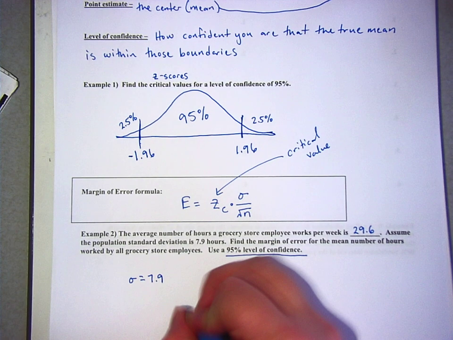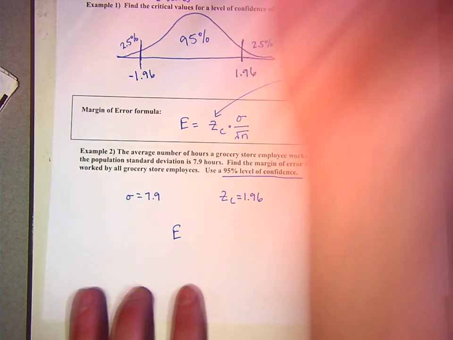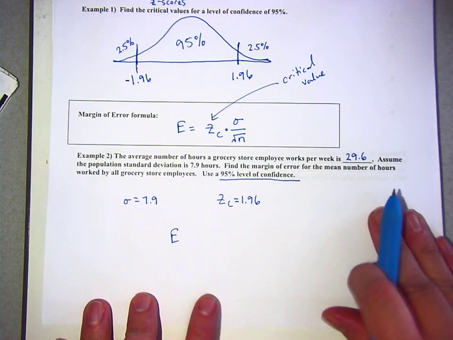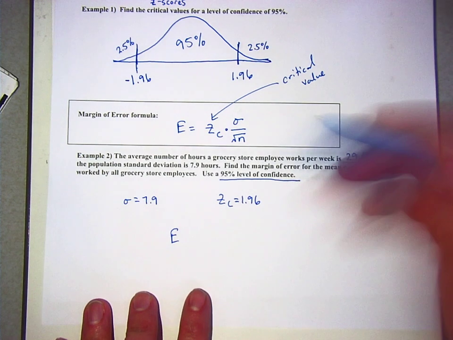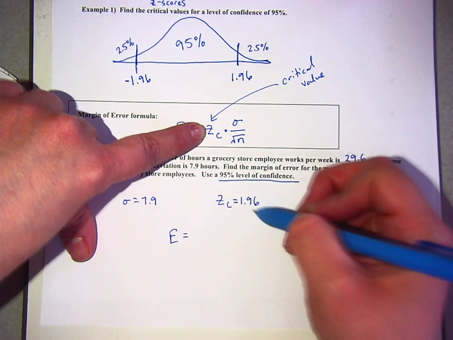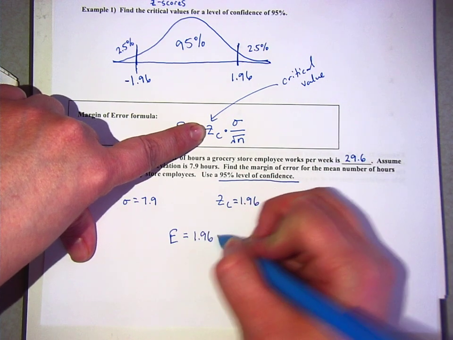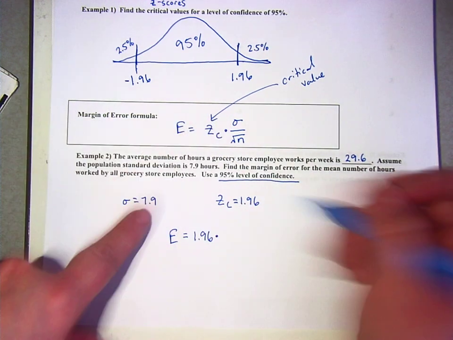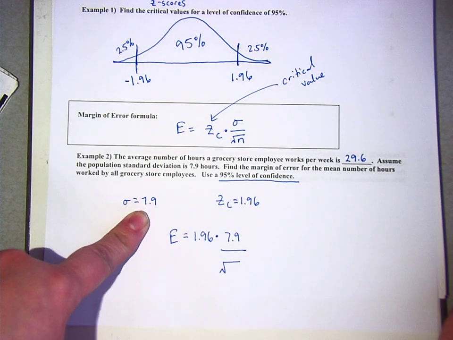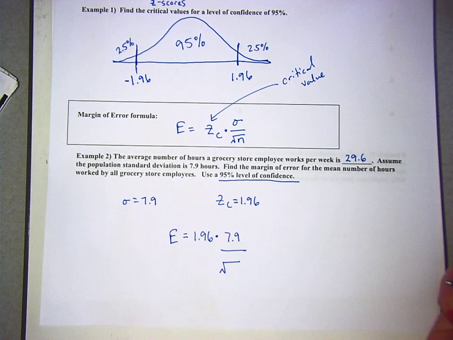So if we're just trying to find the margin of error, have you heard this before, like on political polls, a margin of error, like how far there might be off by? It's not just like people guessing, this is actual math that they're using. So E equals, I'm using this formula right here, Z sub C, that's 1.96 times sigma on top, 7.9 divided by the square root of what? I didn't tell you an N. Let's say that there are 40 people.